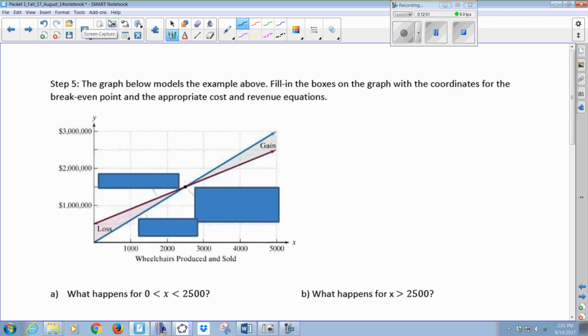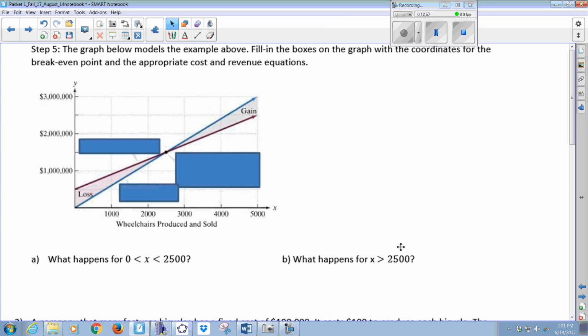Okay, so let's look at another similar problem. Oh, before we do that, I forgot. This is a nice visual of what we just looked at. You can see that here are the two equations, the cost equation and the revenue equation. And one line, the red line, represents either the cost or revenue, and the blue line represents the other idea.